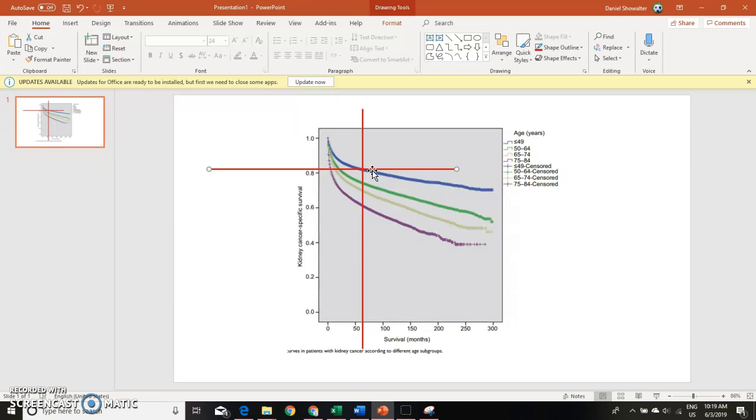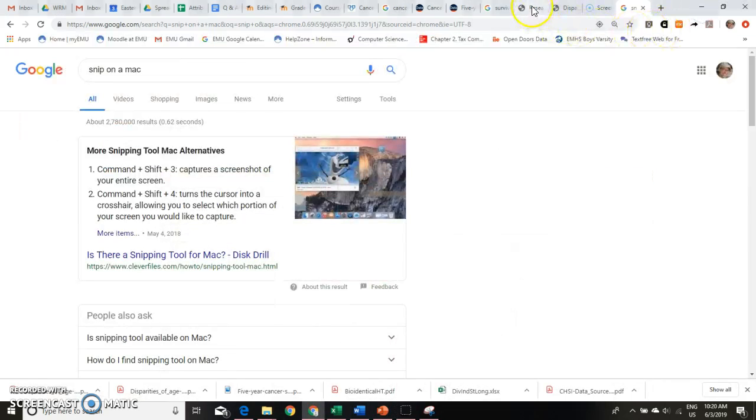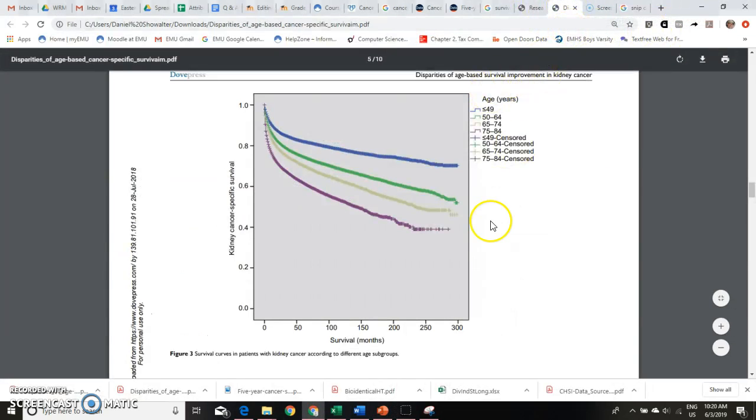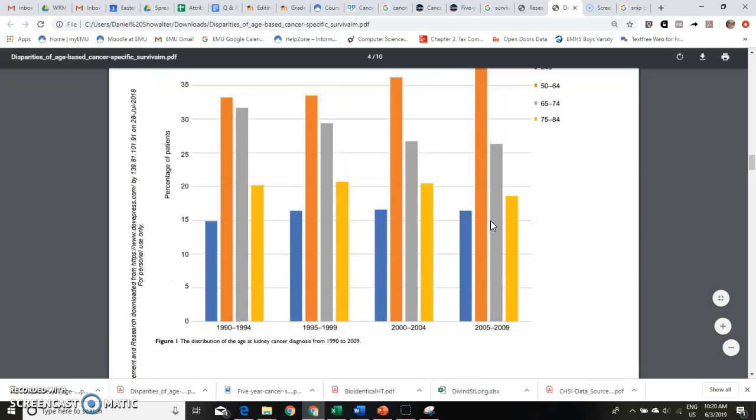Now, that could be because the younger body has more ability to fight off the cancer. It could also be because we're detecting it at an earlier stage of the cancer, which certainly improves the prognosis. Let's take a look back at that article for hazard ratio. What does it tell us about that?